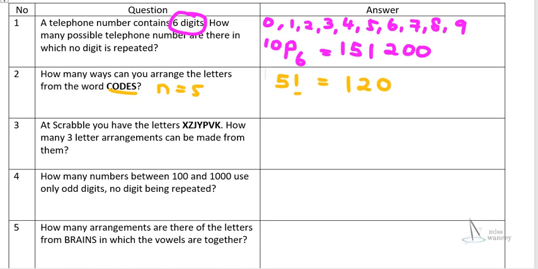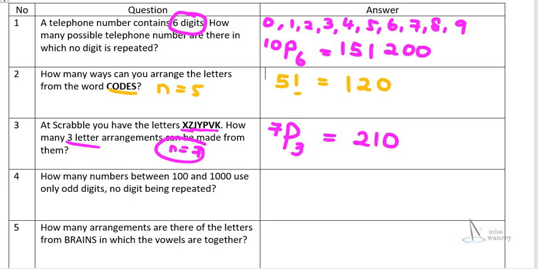Okay, so at Scrabble you have the letters Z, X, Z, J, Y, B, V, K. How many 3-letter arrangements can be made from them? Let us check how many letters there are: 1, 2, 3, 4, 5, 6, 7. So the total number of letters is 7. However, we need to make 3-letter arrangements. Therefore, it should be 7P3, which is simply 210.